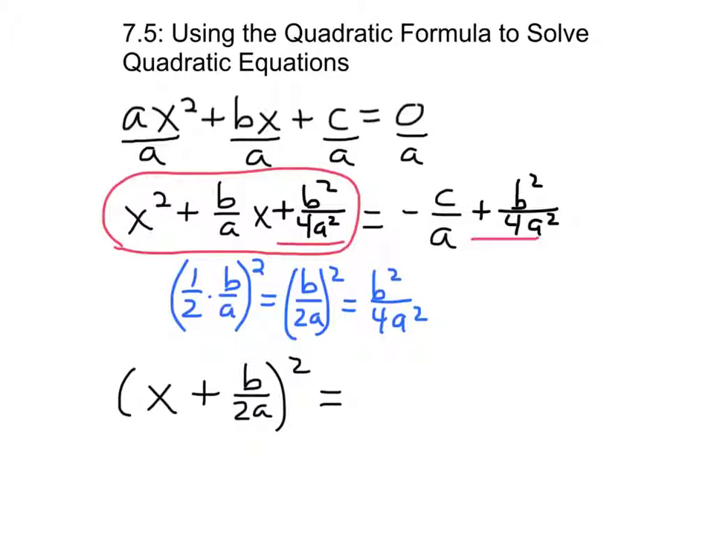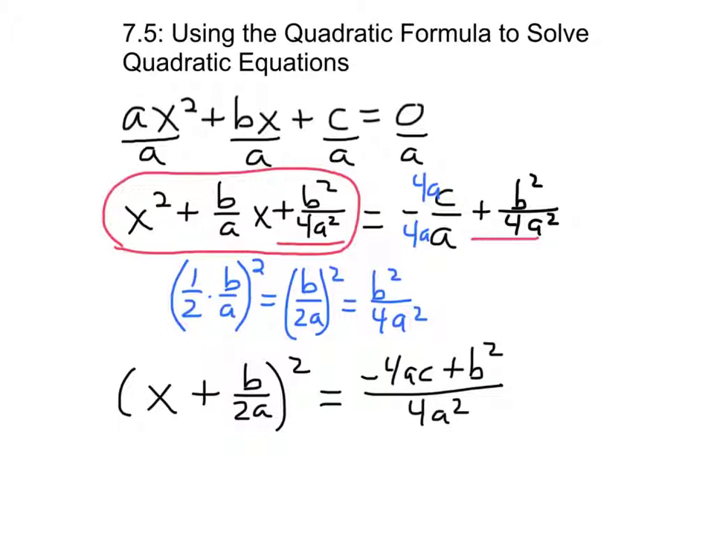And on the right side of the equation, I'm just going to get a common denominator. So I'll multiply the first fraction by 4a in the numerator and denominator. So if I do that, right up here I'm going to multiply the top and the bottom of this first fraction by 4a. So that would be 4ac over 4a squared. So when I subtract that, I would get a negative 4ac plus b squared over 4a squared. So I just got a common denominator and combined those two fractions together.